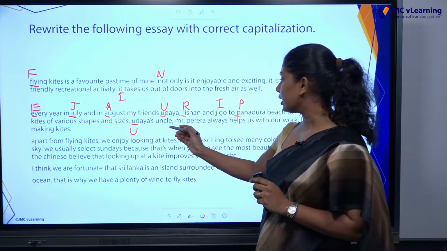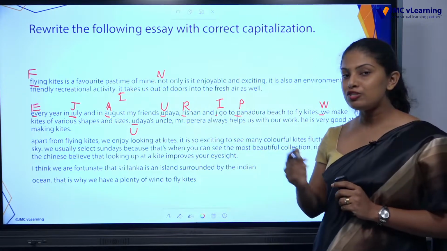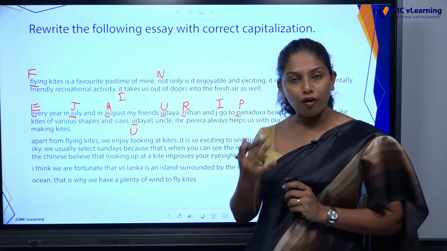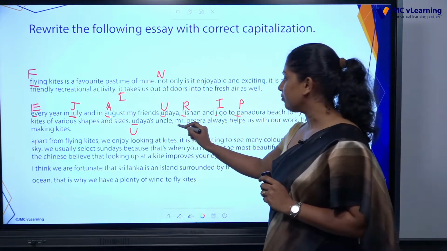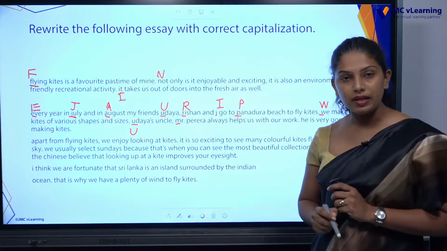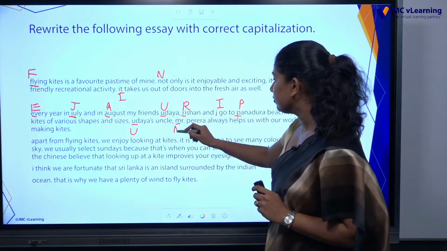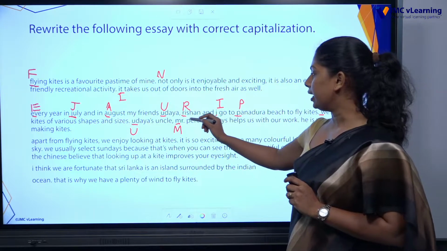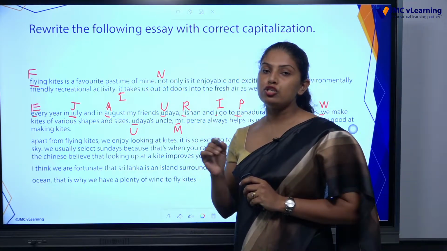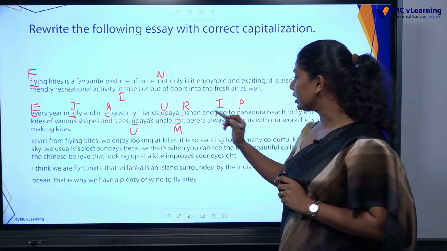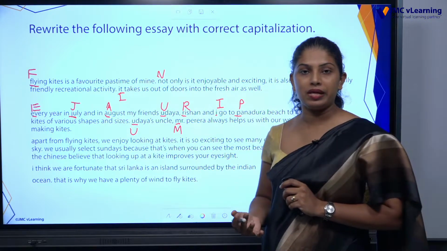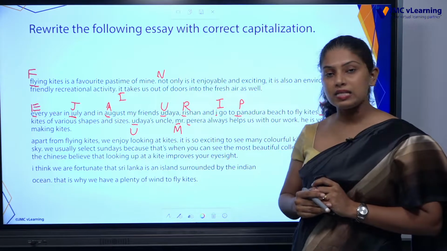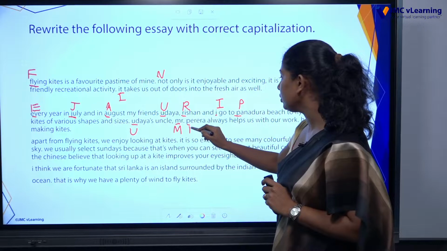Then Udaya's uncle, Mr. Pereira. What you can see here, Mr. Pereira, Mr. that is a title. We have already discussed if there is a title, we can't start that using a simple letter. It should be capital. The first letter of a title must be in capital. So, Mr. Pereira, here we have to change simple M into capital M. And here again we can see Pereira, that is a name, that is a proper noun. So, here P was written as a simple letter, again we have to change that into capital.